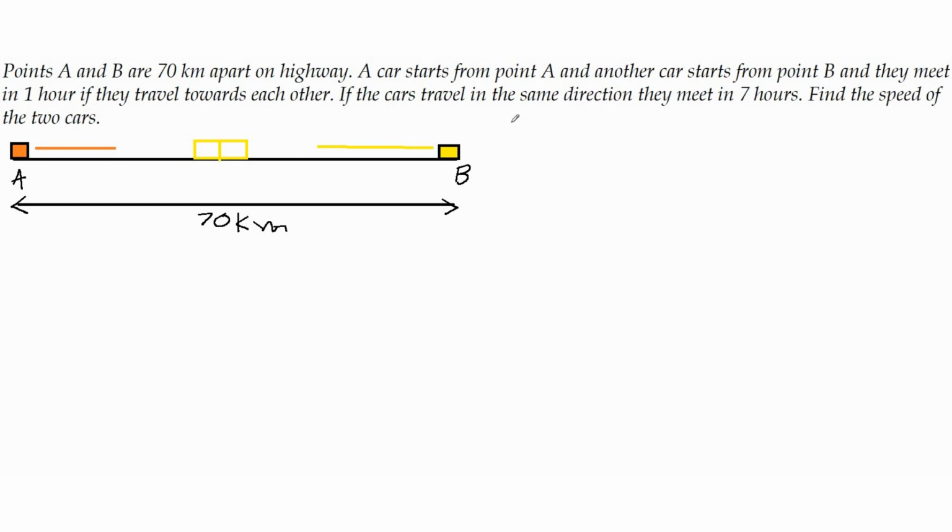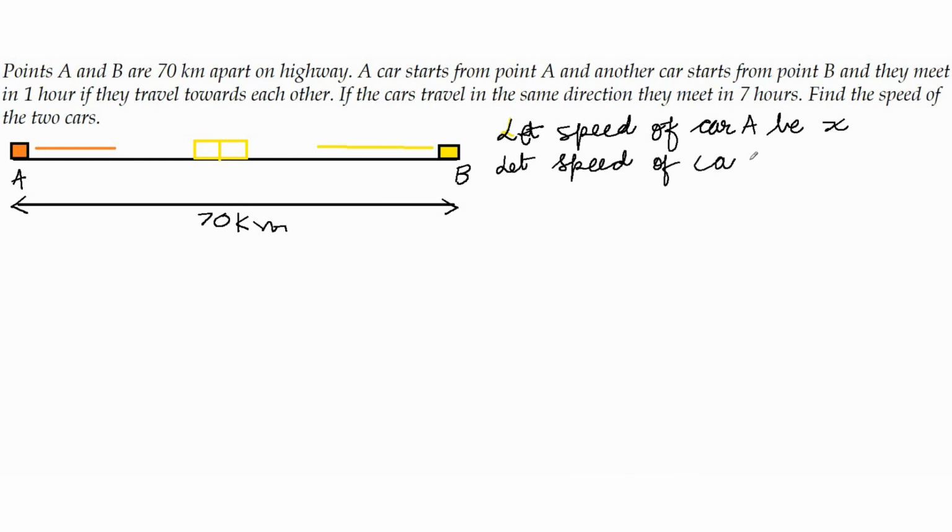I have to find the speed of the 2 cars. So let's assign the variables. Let the speed of car A be x, and let the speed of car B be y, right? So this is the speed of the 2 cars.